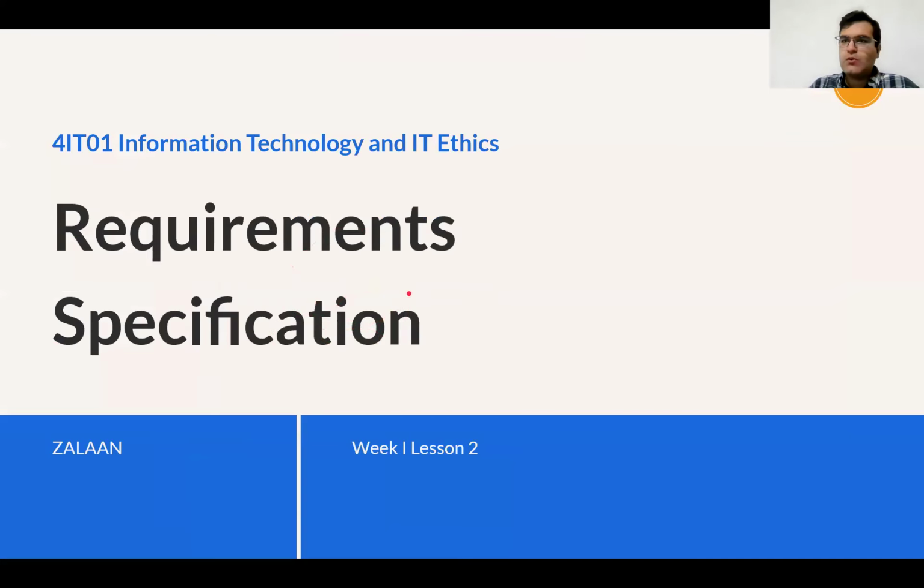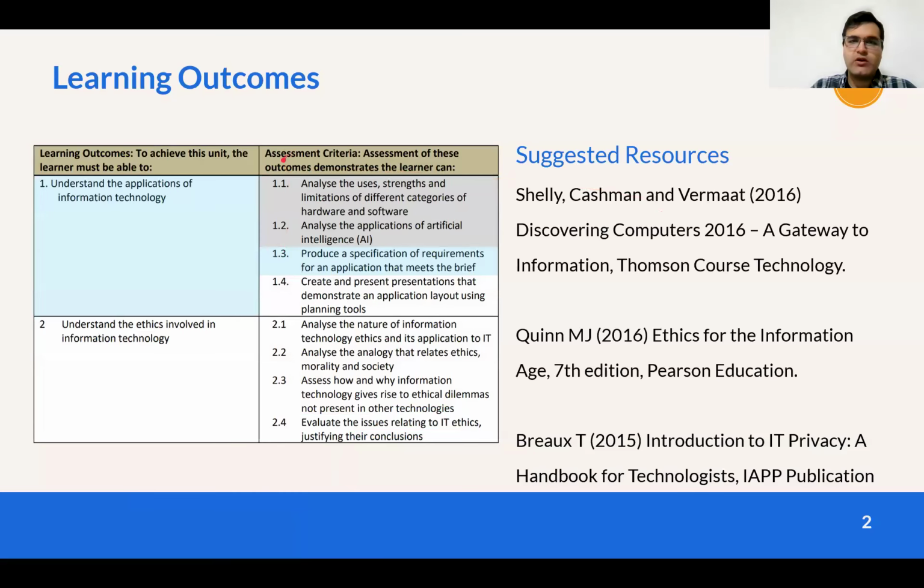Okay, so welcome to our second lesson of IT and IT ethics. Today we're going to look at requirement specification. This is going to cover assessment criteria 1.3, which is to produce a specification of requirements for an application that meets the brief. What does this mean? Before we get into the lesson, when we talk about requirements, it's for an application. This means what expectations do people have for an application, a software, even a network, whatever it is that you're developing?